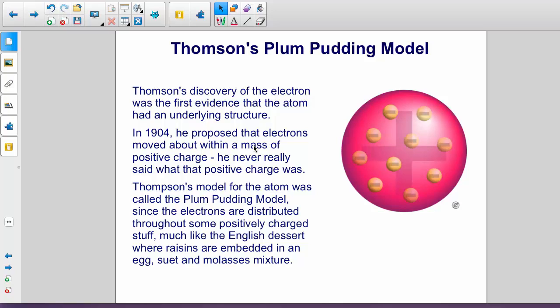Thomson's model for the atom was called the Plum pudding model, since the electrons are distributed throughout some positively charged stuff, much like the English dessert, where raisins are embedded in an egg, suet, and molasses mixture.